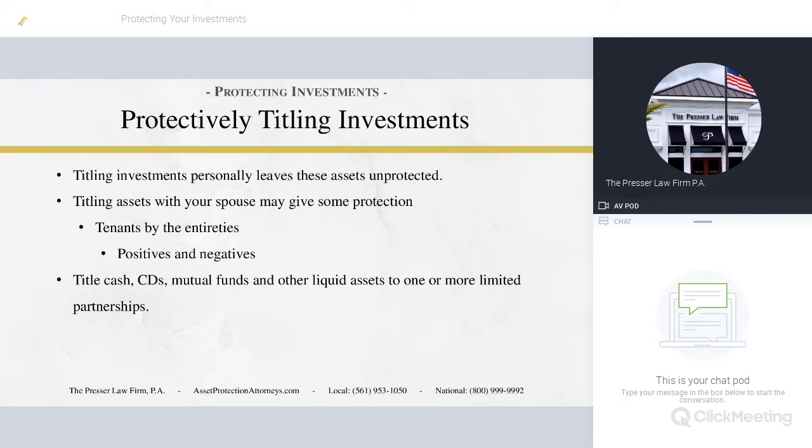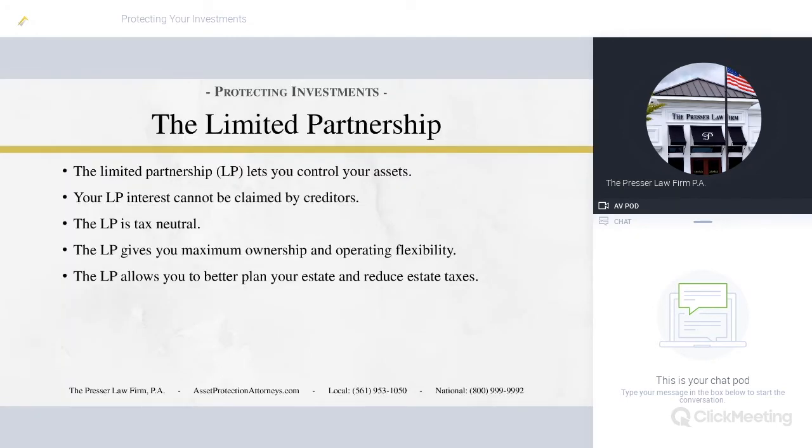Titling cash, mutual funds, CDs, and other liquid assets, the main thing that we would recommend is to title them in a limited partnership. So how does the limited partnership work? The limited partnership basically is a partnership. It's an arrangement between two or more parties. It doesn't have to be individuals. It can be companies. It could be trusts. A lot of different ways you can go with the limited partnership.